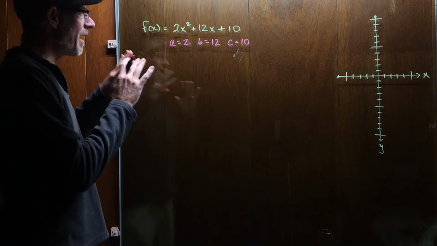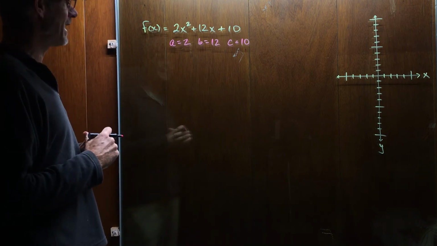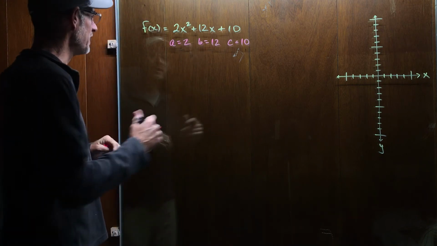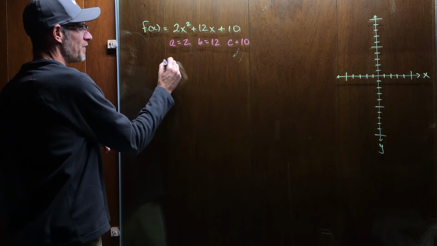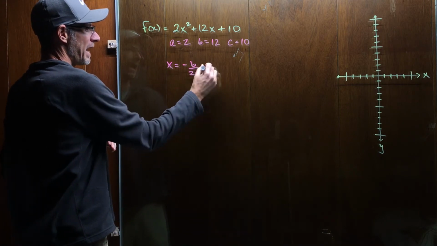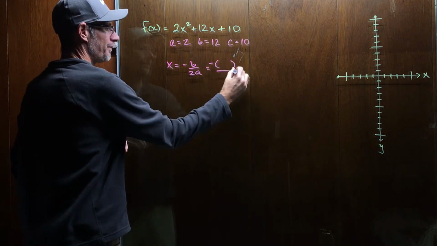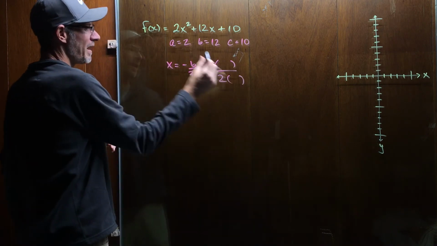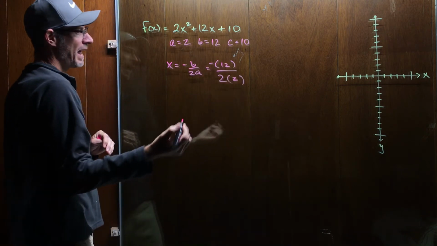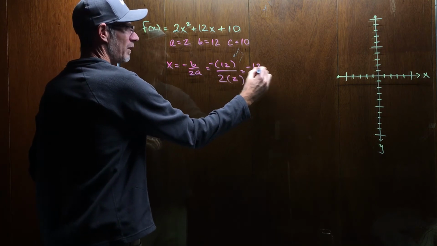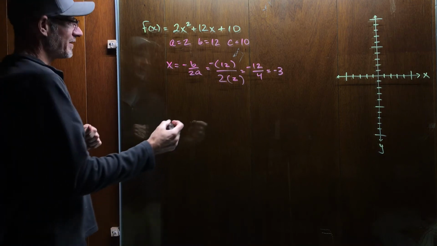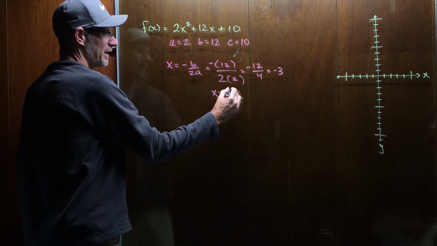So now I need to know everything that I can find out about standard form. The first thing that I'm going to do is find the axis of symmetry. To find the axis of symmetry, you have to use this formula. And I have an a value of 2 and a b value of 12. And so that'll make -12 over 4, which is -3. So my axis of symmetry is x equals -3.